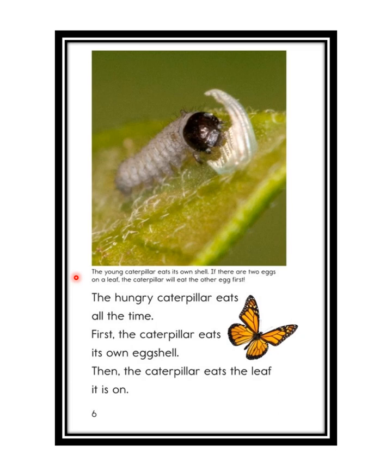So let me ask you a question. Why does the monarch butterfly not lay more than one egg on a leaf? The answer is because this caterpillar will eat the egg. Then he'll eat its own shell. Then he'll eat the leaf.